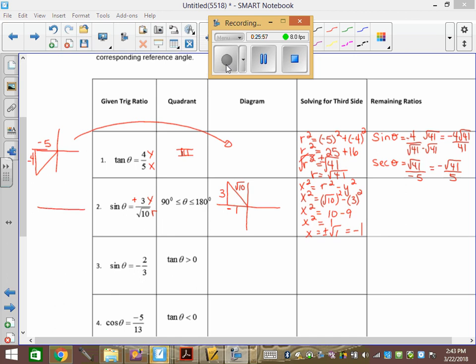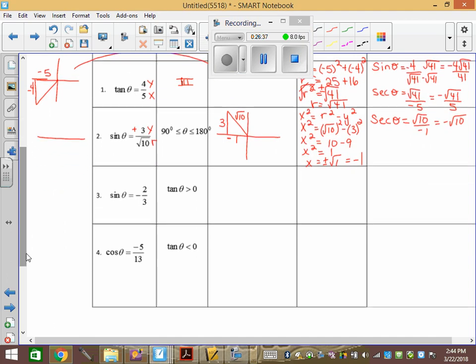So if I say secant, secant is the opposite of cos. Cos is x over r, so secant would be r over x. Cos would be a not so nice one. Why? What's on the bottom of a cos? Root 10. Root 10 on the bottom of the cos. And root 10 is a square root, so you'd have to rationalize. Okay, let's look at 3 and 4.